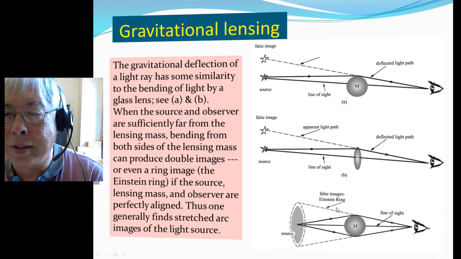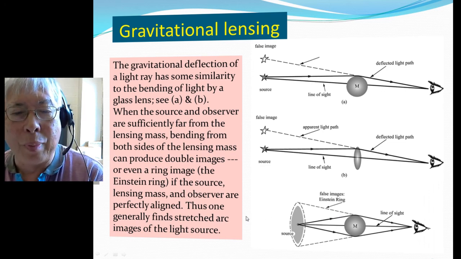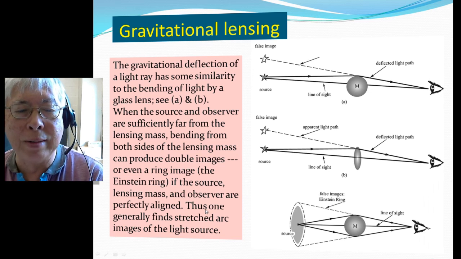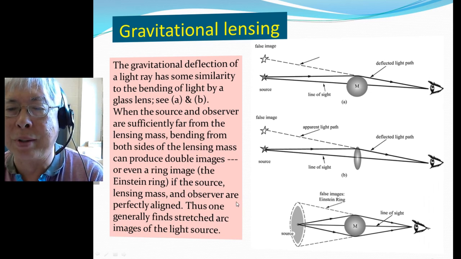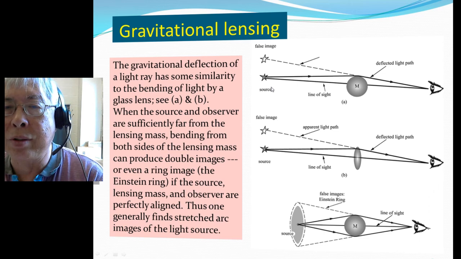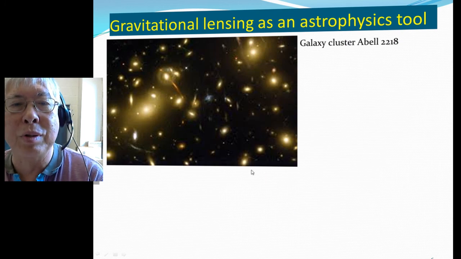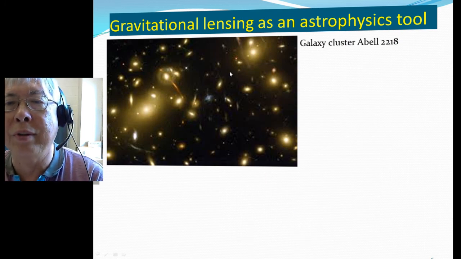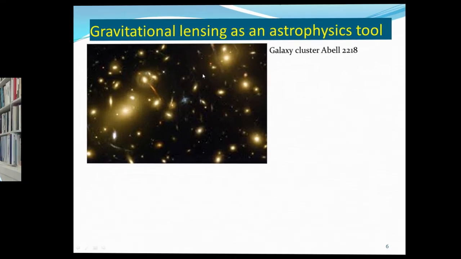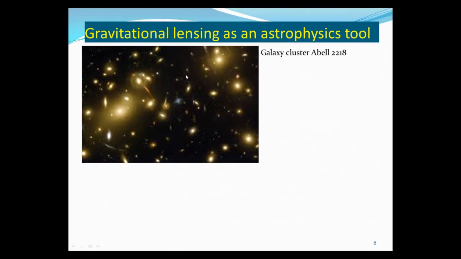The so-called Einstein ring. Anyway, in general, we find stretched images of light sources, okay, because the lensing mass can cause the source to bend into arc lengths. And here's an image of a cluster, with the distant sources gravitationally deflected into arcs by the cluster, you see all these.